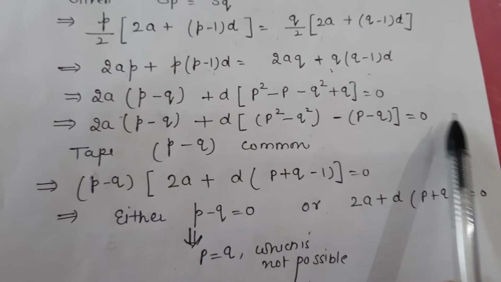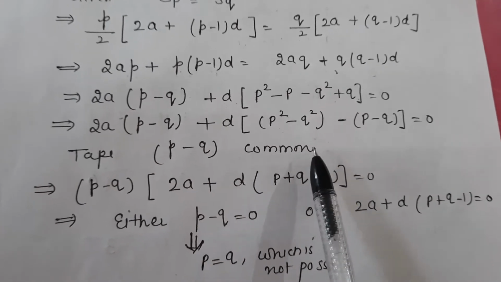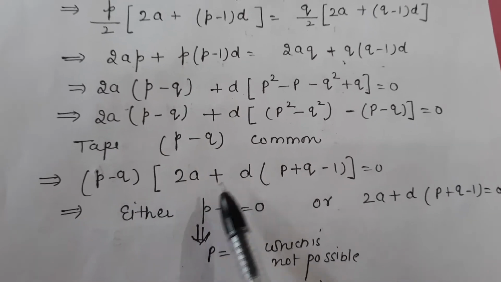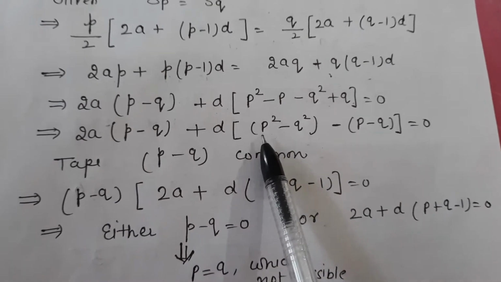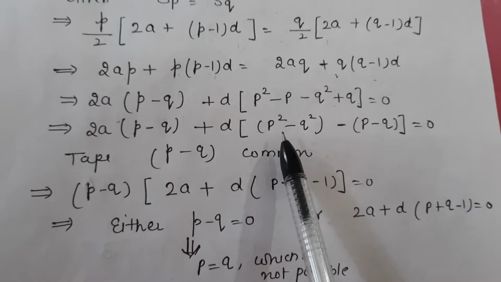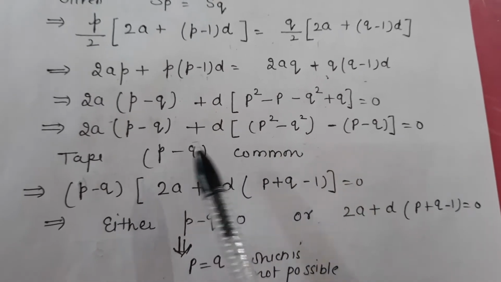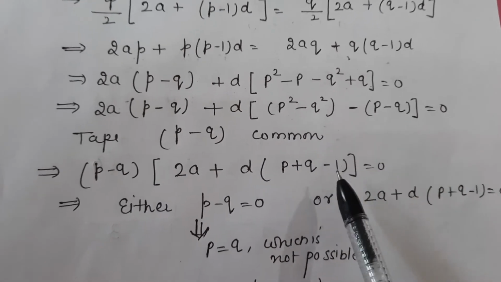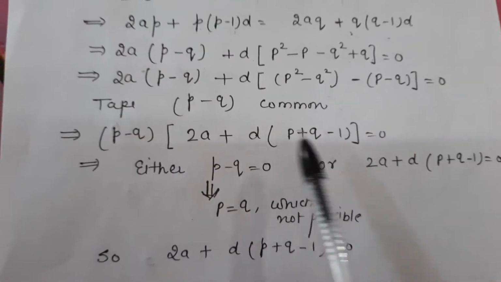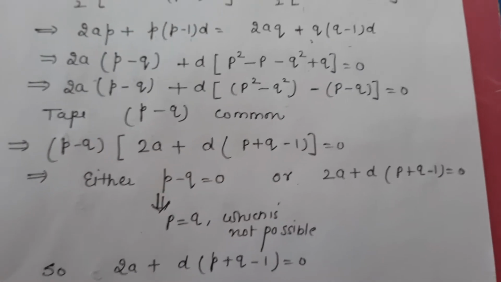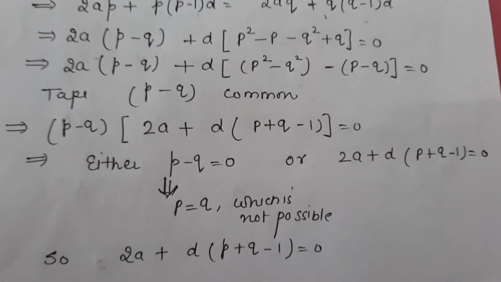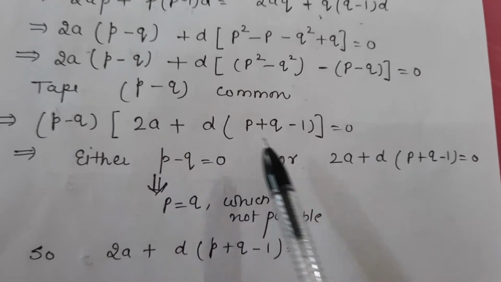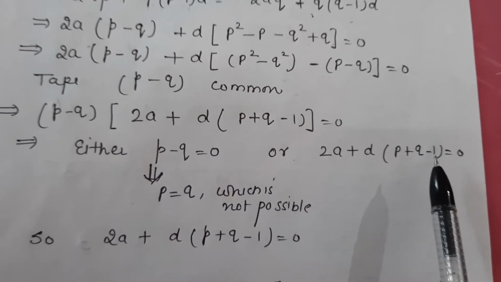Now from these two terms, you can take P minus Q common. So you will take P minus Q common. You have 2A from here plus D times. Look here, this can be written as P minus Q into P plus Q. If you take P minus Q common, you will have P plus Q here and here minus 1. Now we have the multiplication of two terms which is equal to 0. Either the first term P minus Q is 0 or the second term 2A plus D into P plus Q minus 1 is equal to 0.